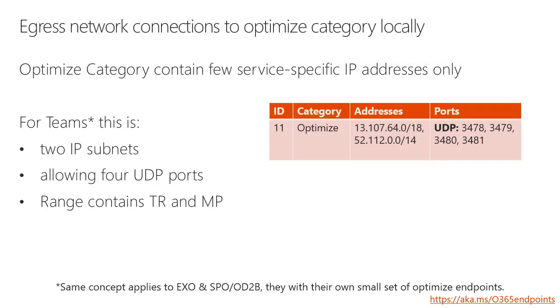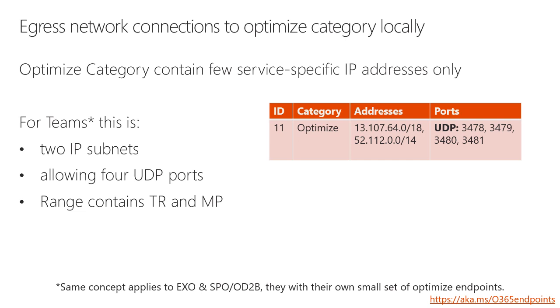So, what can you do if you want to optimize traffic for Teams in particular? Well, it's as simple as this table shows here. The optimized category for Skype Online and Teams consists of 2 IP address ranges and 4 UDP ports. And those endpoints in the optimized category are very static. You should not expect a high rate of change. The opposite is the case. If we are going to introduce change, we might be removing endpoints here, but it's very, very unlikely that you will see us adding new endpoints into this category.